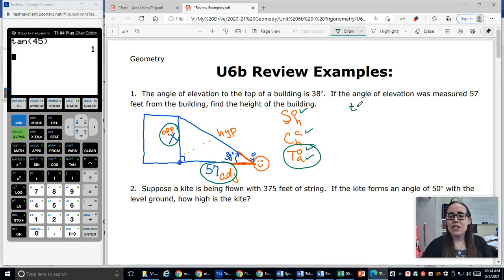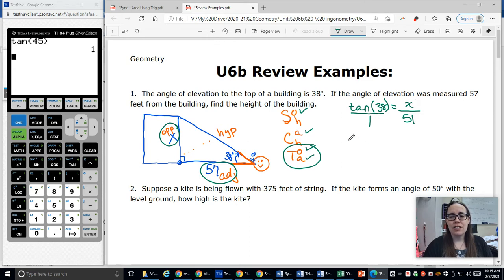So I'm going to do tangent, and then I need to decide, am I doing regular cross multiplication or am I doing inverse? So when I look at this one, I can see I'm trying to find a side. So for side, we're going to do cross multiplication, not the inverse. So I'm going to put the angle right here. Tangent of 38 degrees is going to equal this ratio opposite over adjacent. My opposite side is x, and my adjacent side is 57. Put the left side over 1 so that we can cross multiply.